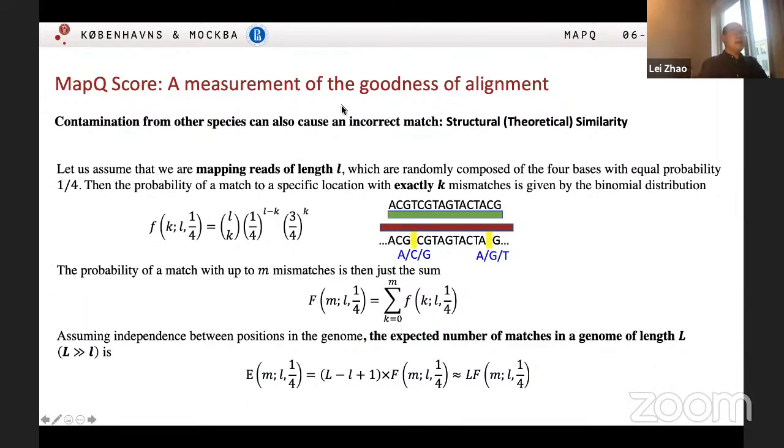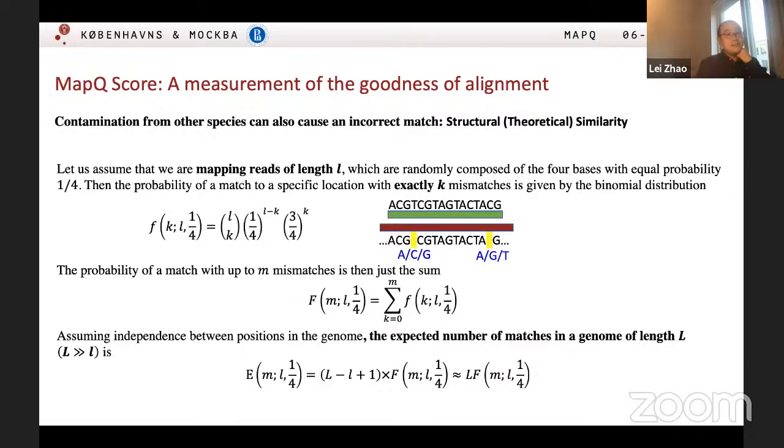So let's go to the structural similarity. We will talk about another situation. Previously we assumed that the short reads come from this genome, but suppose there is some contamination, which is very common in ancient DNA studies. Suppose you analyze some human material, but some virus material gets in, and they are remote from each other.